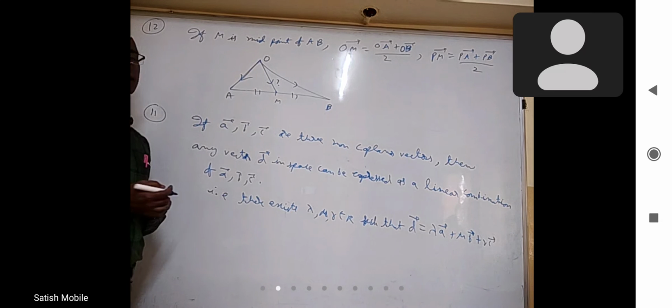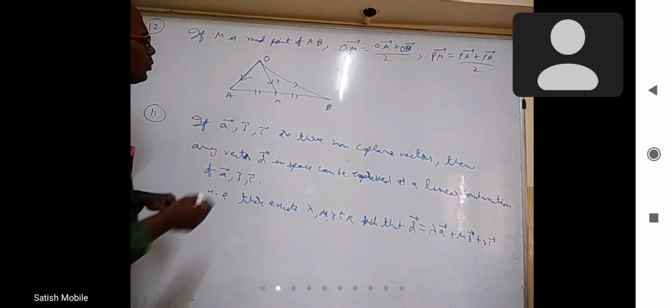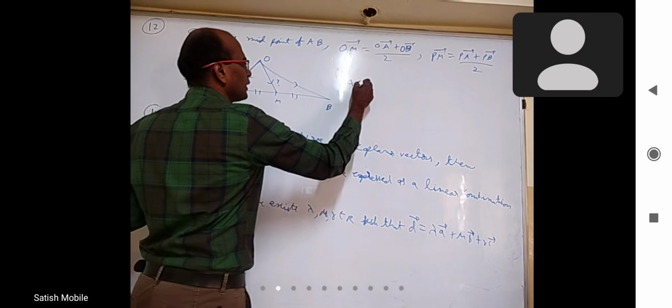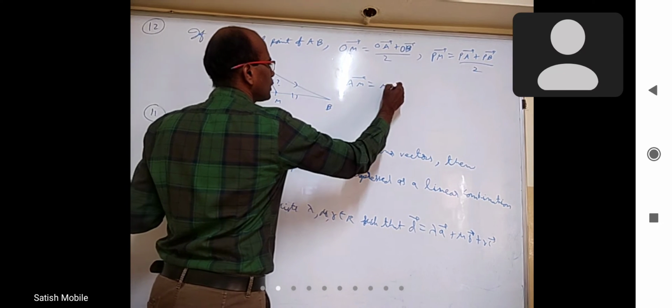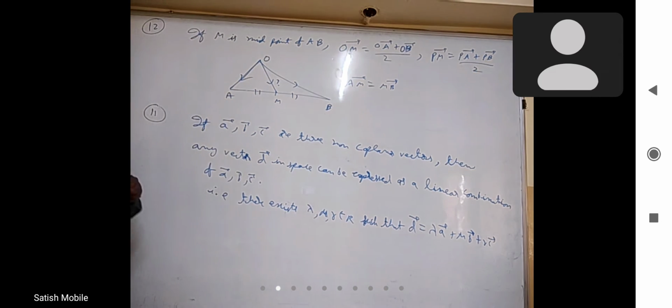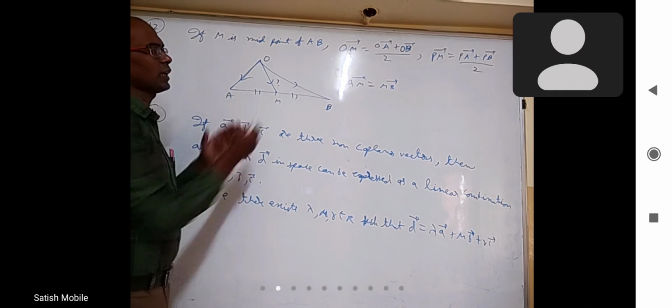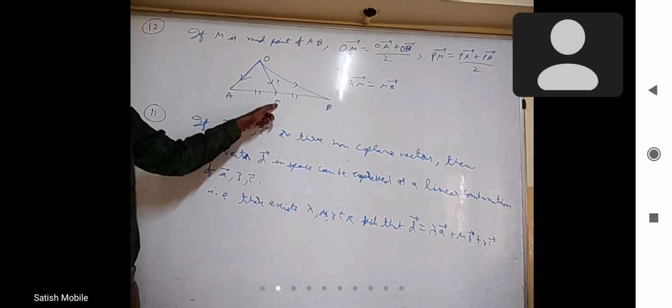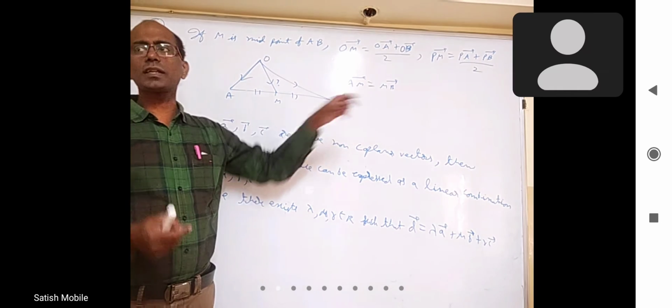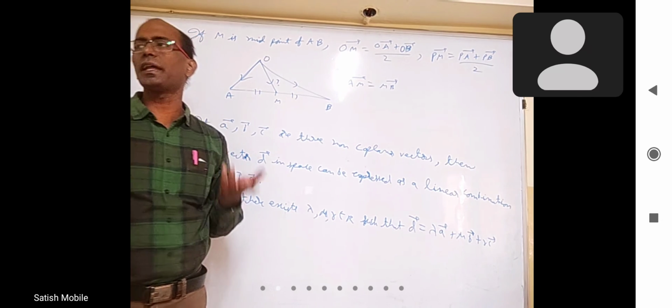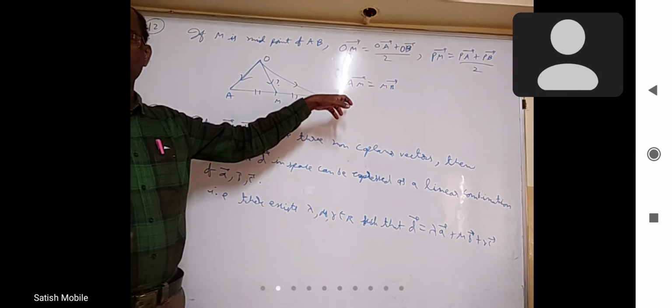There are two ways to understand this formula. One is I can write AM bar equal to MB bar. Why? AM and MB have the same length. AM bar is also like this, MB bar is also like this. If two vectors have the same magnitude and same direction, they are equal vectors. So I can write like this, right?